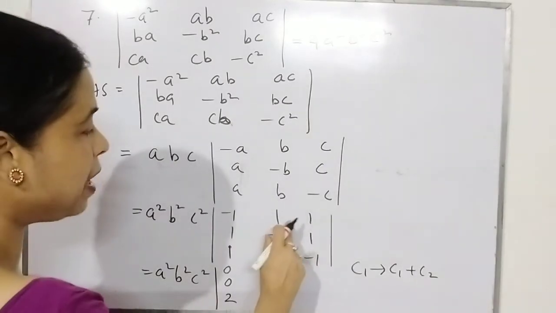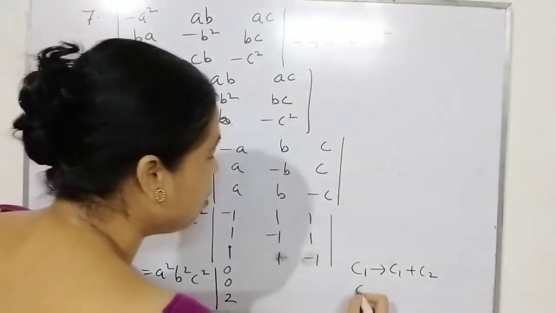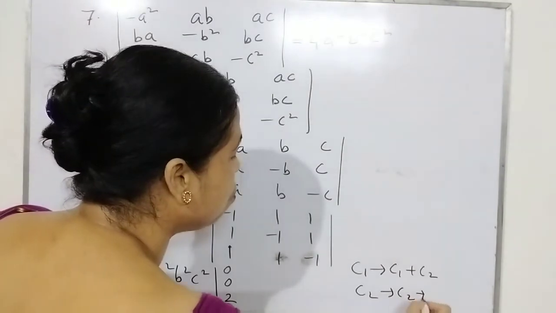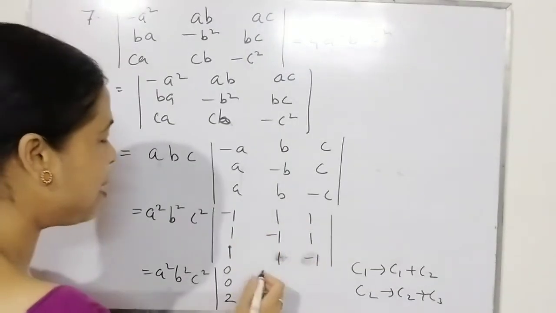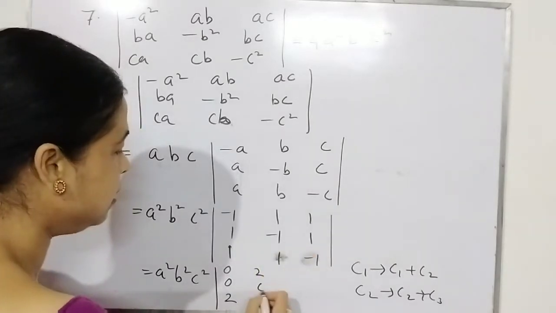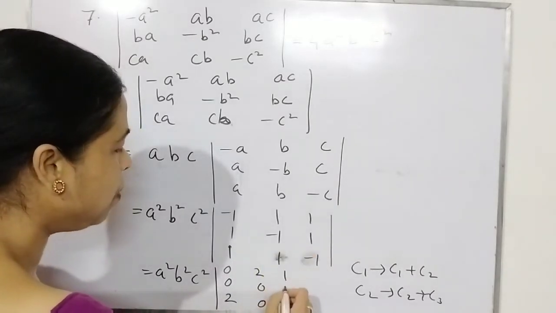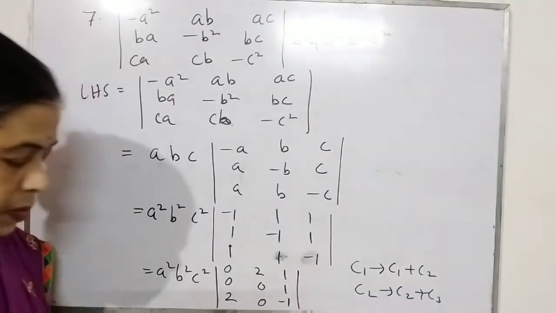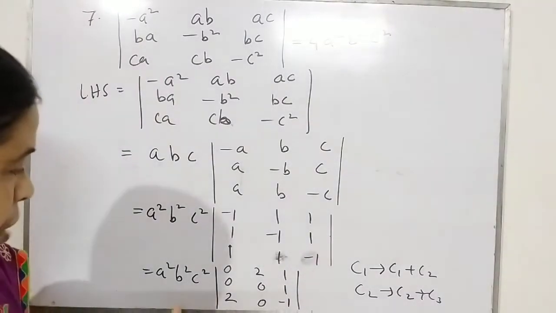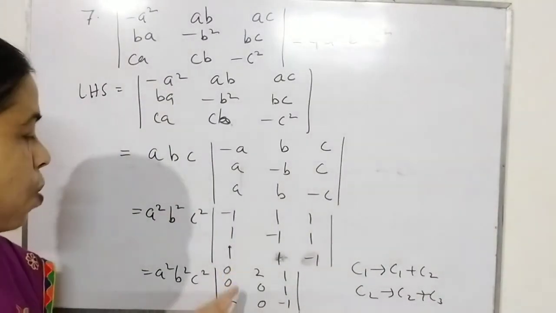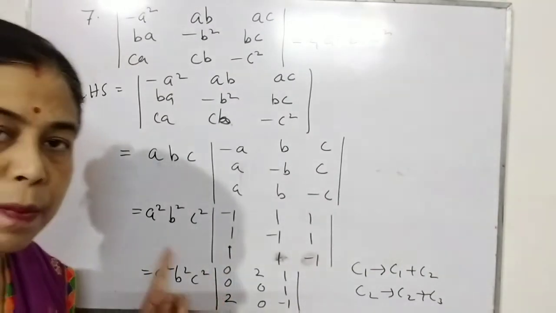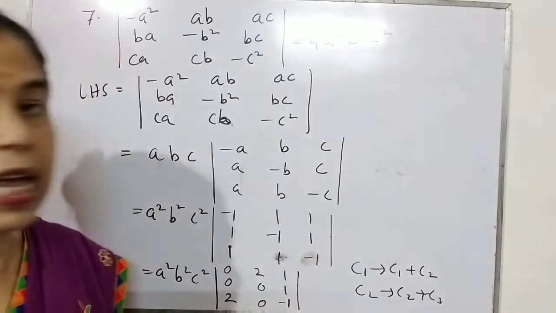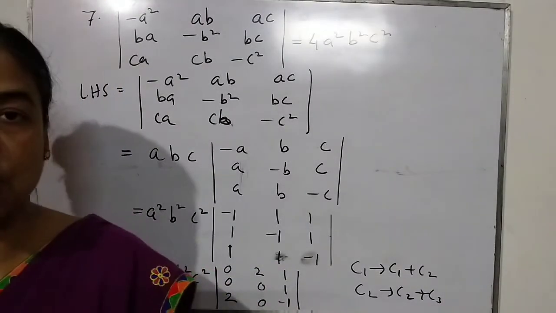Keep the other also; we can apply this to add. So I am applying column 2 replaced by column 2 plus column 3, because we can get 2 zeros again. 1 plus 1 will equal 2. This is 0. This is 0. 1, 1, minus 1. Now you see, if you want, you can expand it in terms of the first column, because we have two zeros in the first column. So let us expand it by using the first column.